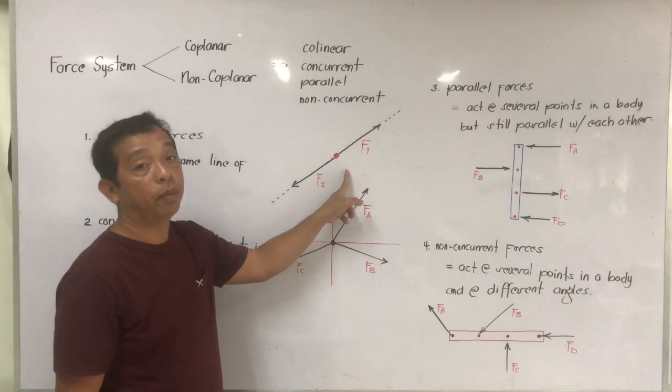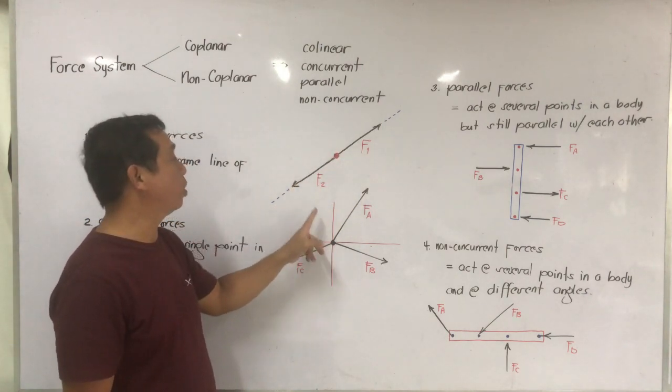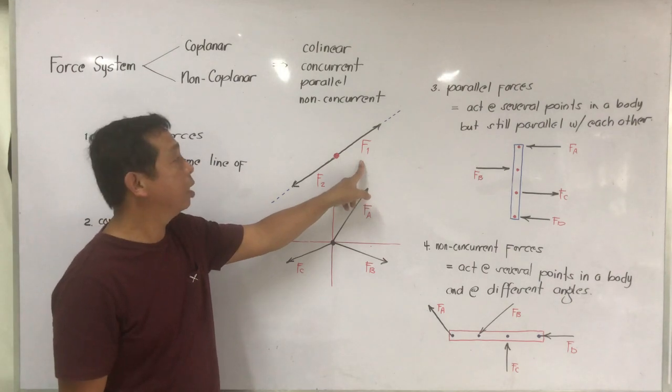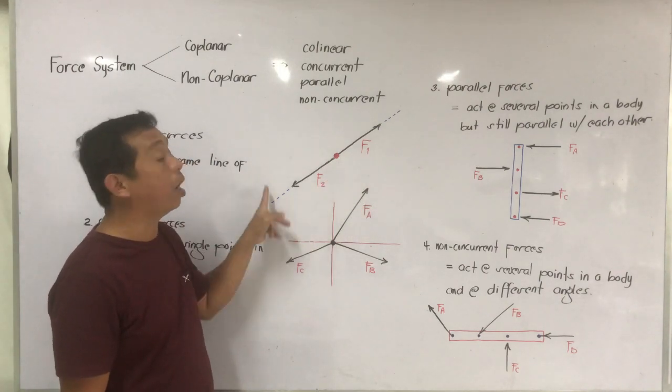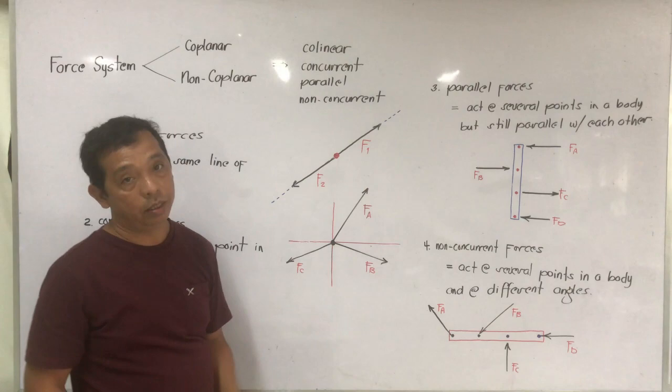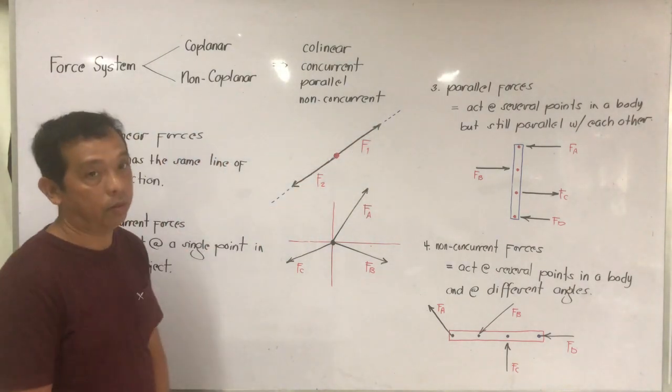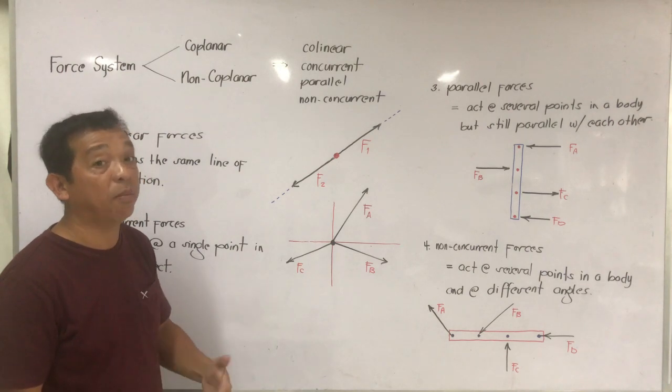Ito yung illustration nun. So, a single point where the two forces are acting, these two forces, F1 and F2, are said to be collinear because they lie on the same plane and have the same line of action.